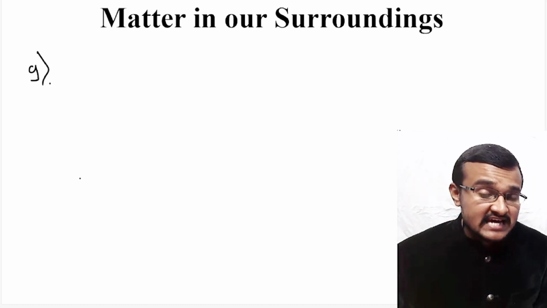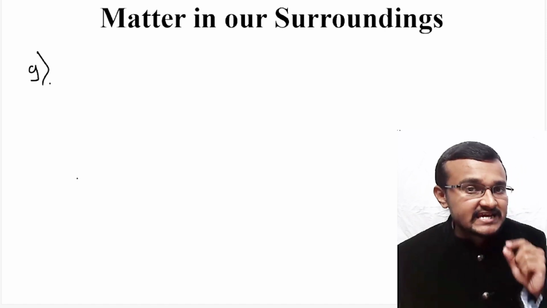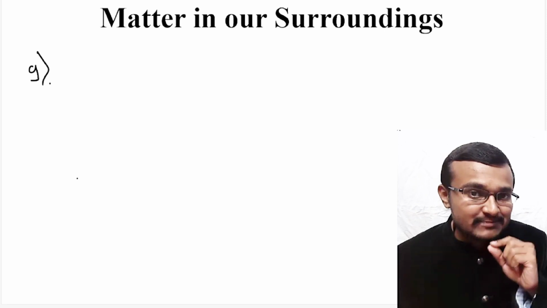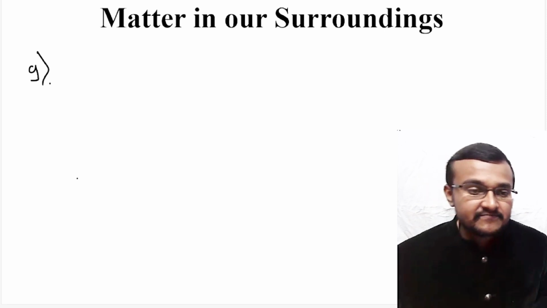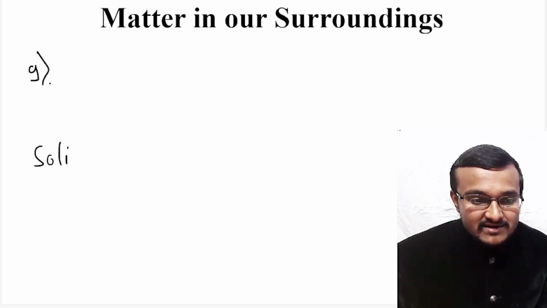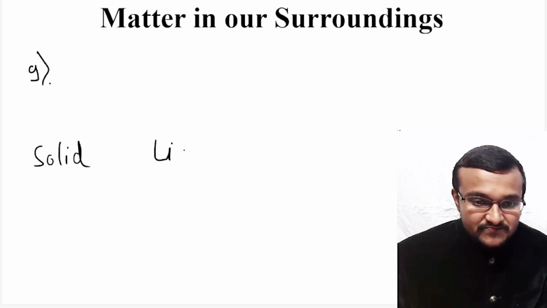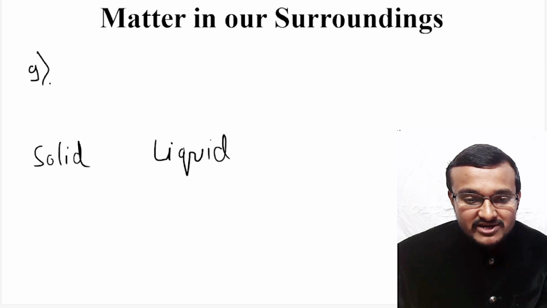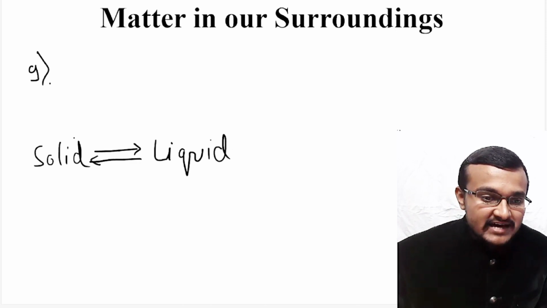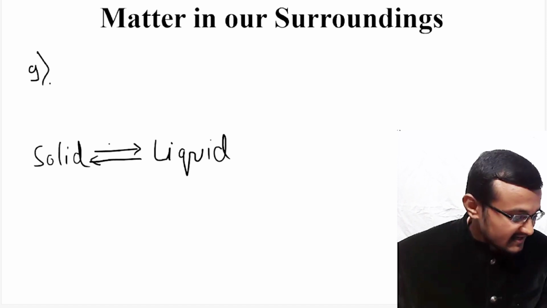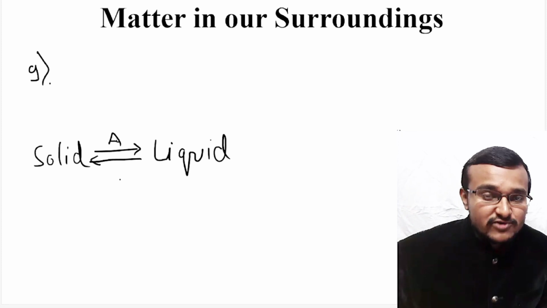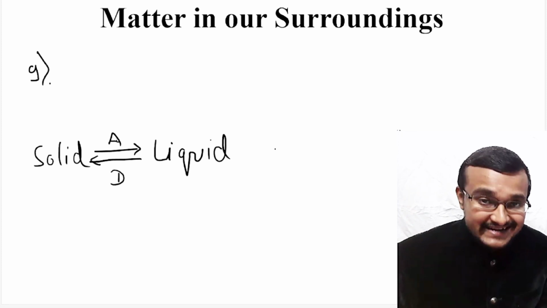Coming to the 9th question, here they have given a diagram and they have given A, B, C, D, E, F. So you should actually name what A, B, C, D, E and F are. In this diagram they have given solid converting into liquid and liquid converting back to solid, so they have given two arrows like this. The first arrow, where solid is getting converted into liquid, is A, and the second arrow, that is liquid converting back to solid, they have named as D.